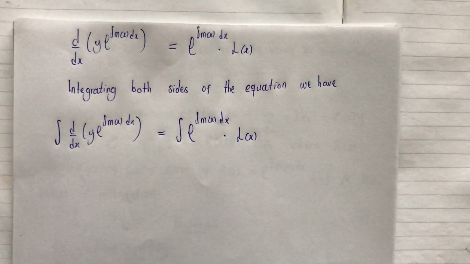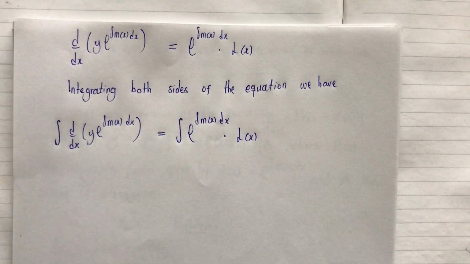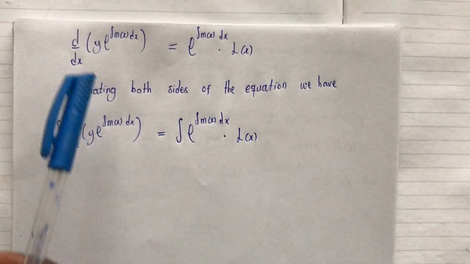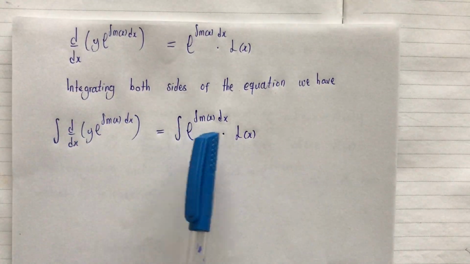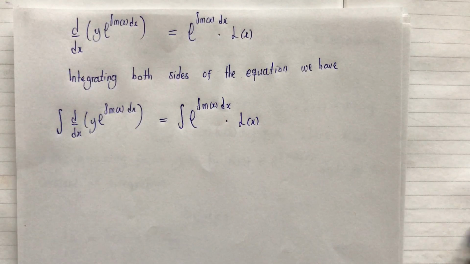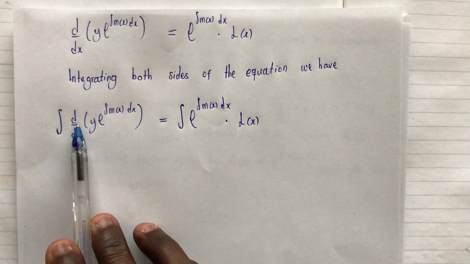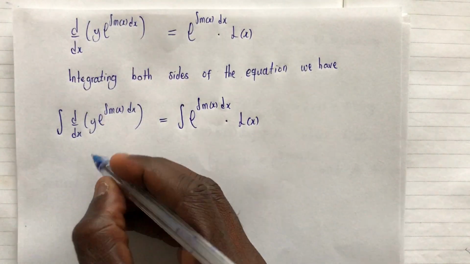Now note very carefully, you write down every statement whilst you are proving this. So from this side, you write that integrating both sides of the equation, then you introduce your integral sign. Now this integral sign will take care of this derivative. So we are left with what?